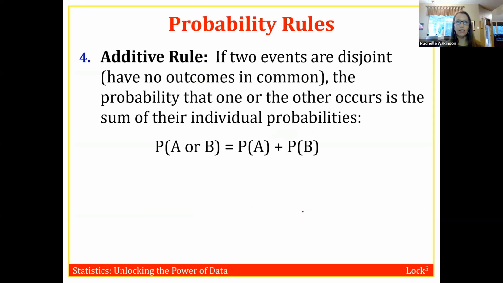Okay, the next rule is called the additive rule. And it says that if 2 events are disjoint, so there's another term that you might want to learn, and disjoint means that they have no outcomes in common, so they're mutually exclusive, then the probability that one or the other occurs is the sum of their individual probabilities. So something to note is that one of the key words to know that we're going to use the additive rule is this word "or." If I want to know the probability of A or B occurring, then I'm going to use the additive rule.